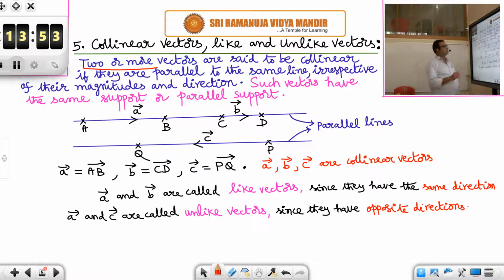So here in vectors, there is no difference between collinear vectors and parallel vectors. Collinear vectors and parallel vectors both mean the same thing.